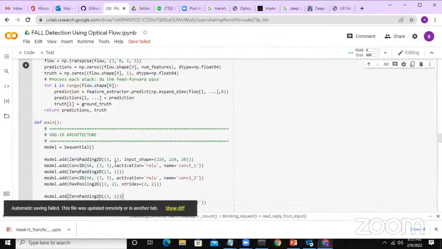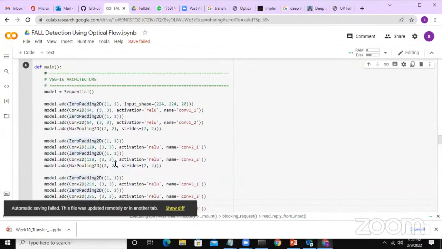Let's not go line by line. Yes, this is about the VGG architecture. Why I'm walking through a certain piece of code is in case you want to expand this code for your research or for your project, this is how you should look at it. So here they have thought of a VGG architecture. This is one stack of VGG. This is another stack of VGG, right?